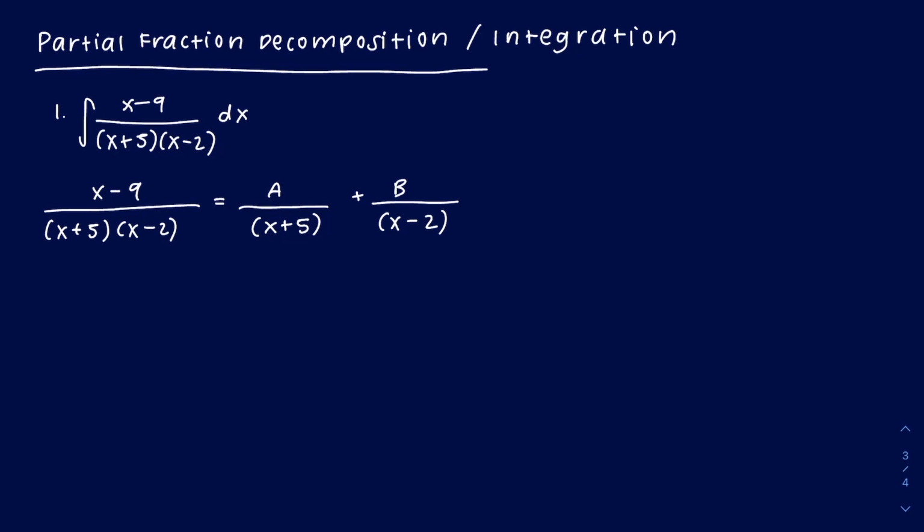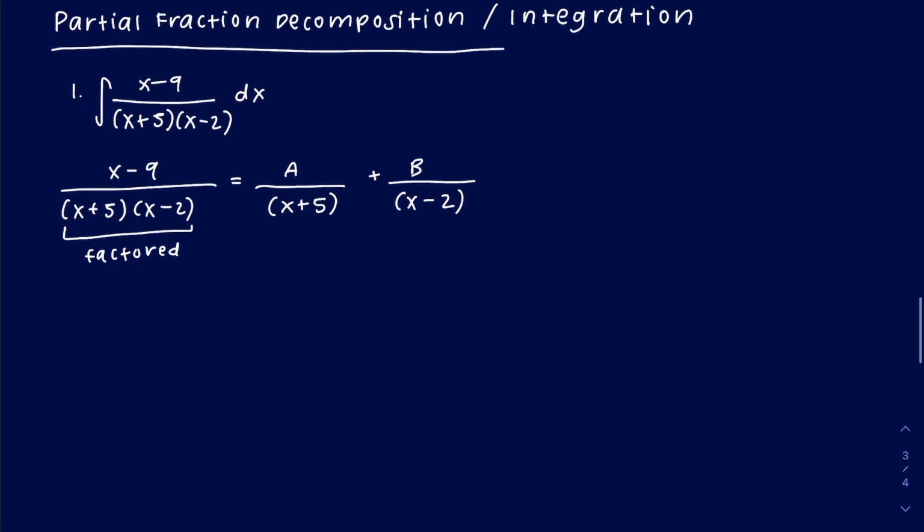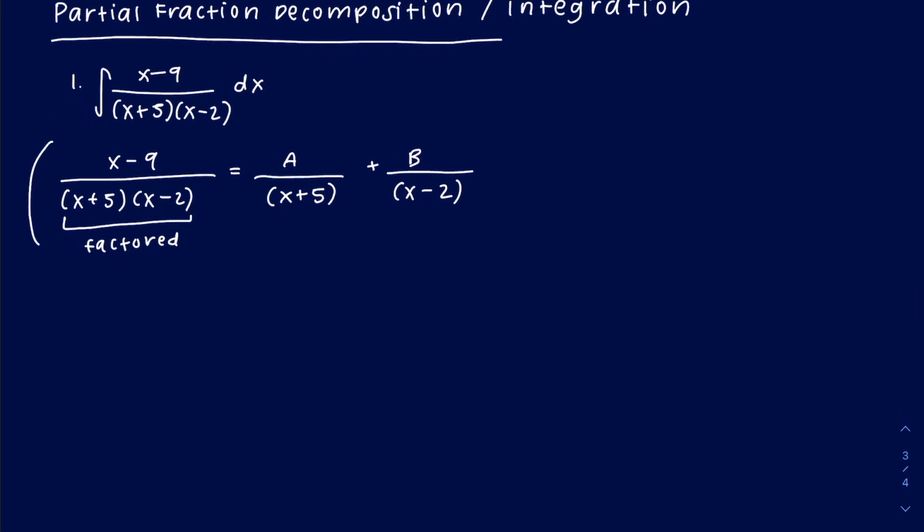When you do this, you want to make sure that the denominator is factored and that the fraction itself is proper, meaning the power of the numerator is less than the power of the denominator. Now that you have this, you can multiply the entire thing by the denominator, (x + 5)(x - 2).